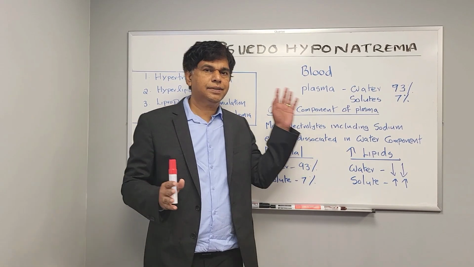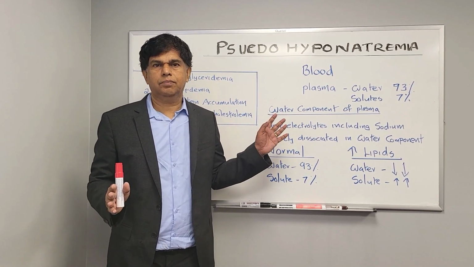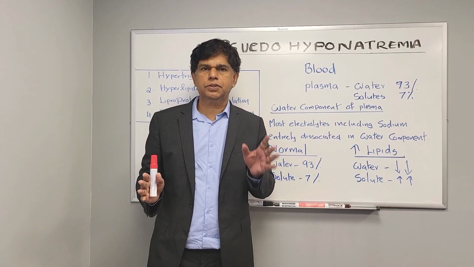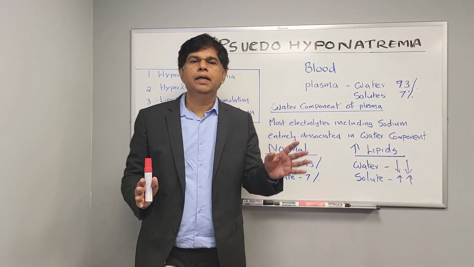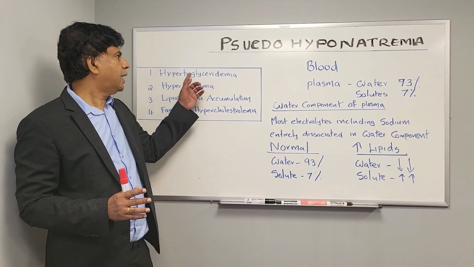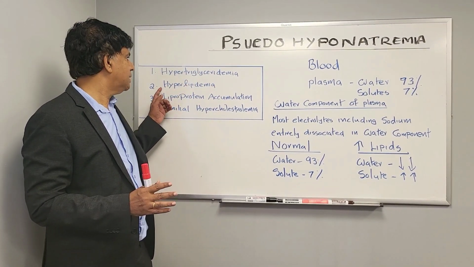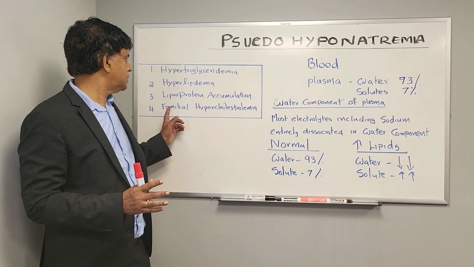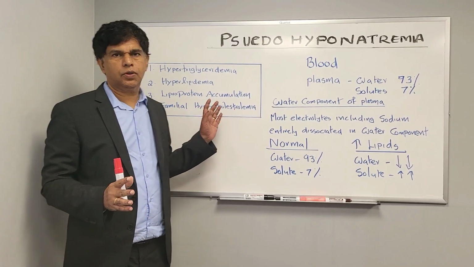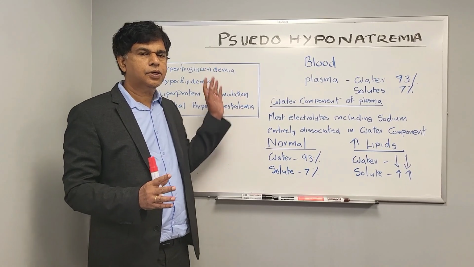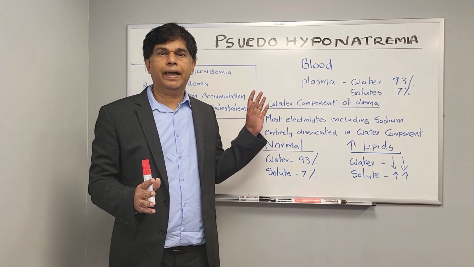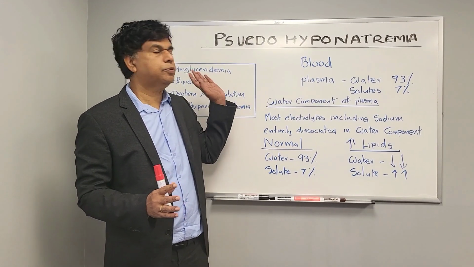So we're going to look at something called pseudohyponatremia, my friends. What is the most common cause of pseudohyponatremia in the world? Hypertriglyceridemia, hyperlipidemia, lipoprotein accumulation, familial hypercholesterolemia. These are the most common causes, lipid abnormalities, for causing pseudohyponatremia.